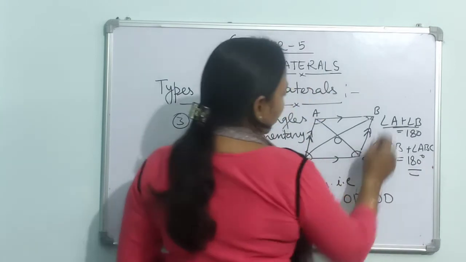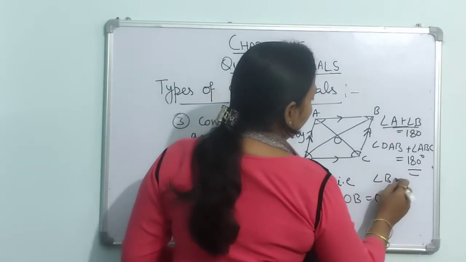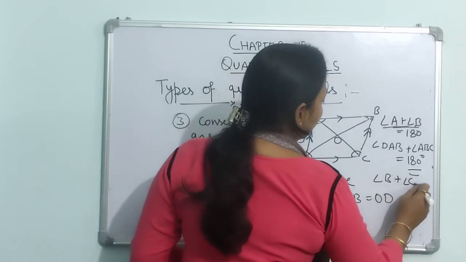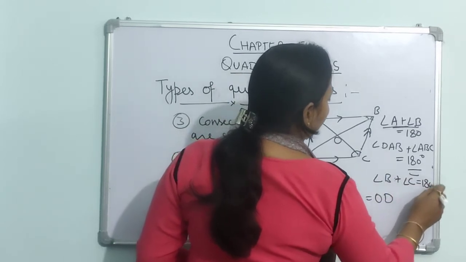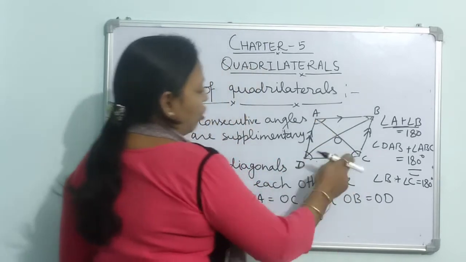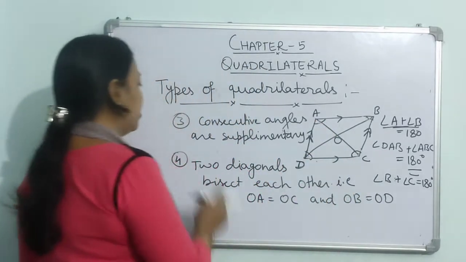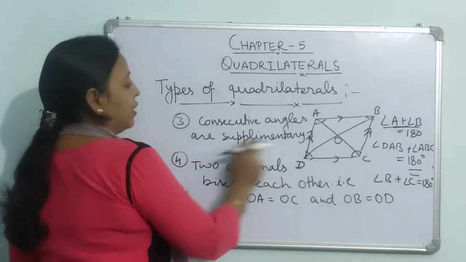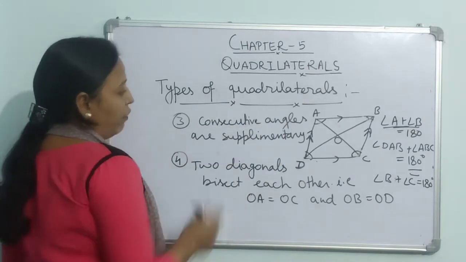Same way you can write angle B plus angle C is equal to 180 degrees, and C and D is equal to 180. A and D also is 180 degrees. This is the third property, that is, consecutive angles are supplementary in case of a parallelogram.